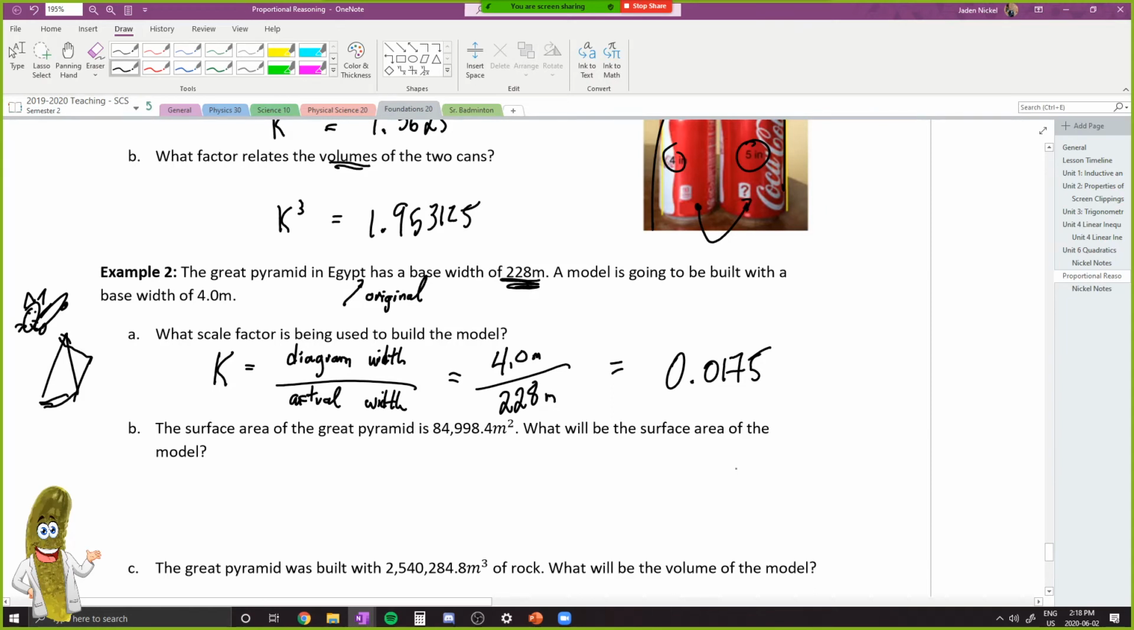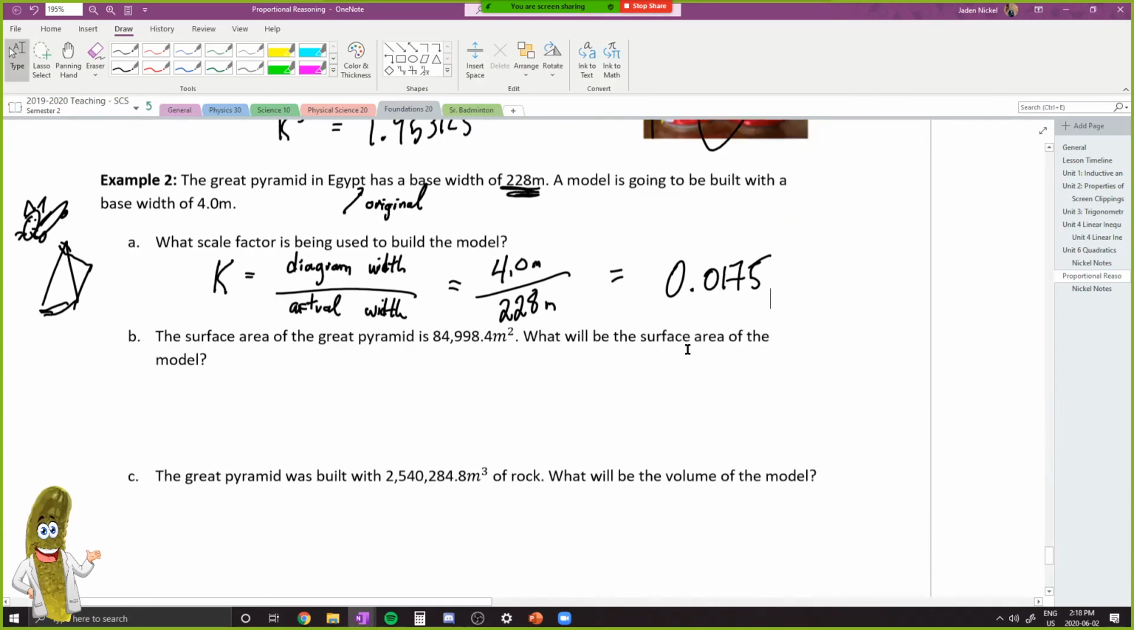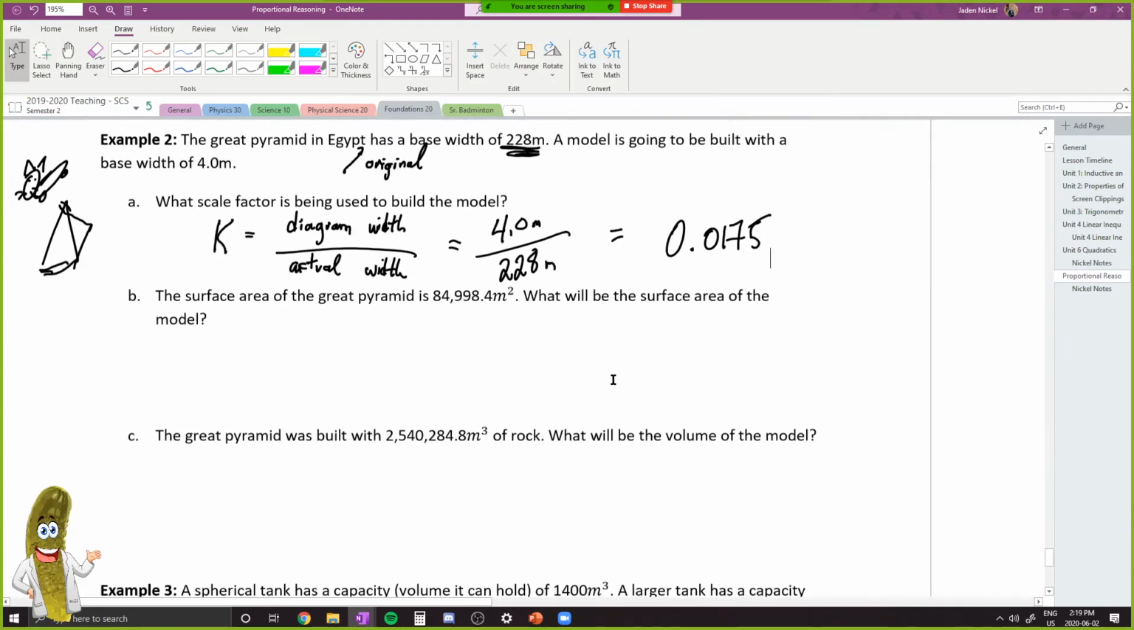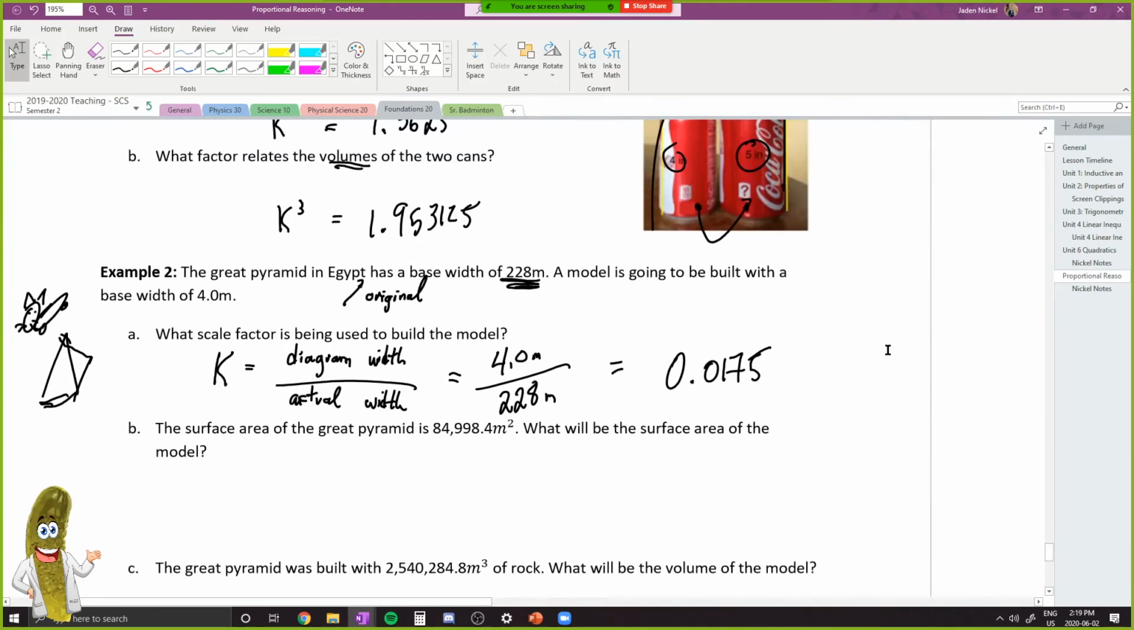And that value makes a lot of sense because we're going from a huge pyramid to a super, super small model. And actually a 4-meter width, that's not even that small of a model now that I think about it. That's like me laying down twice. That's like 2 full meters or 2 full me's. So that's our K value then that we're going to be using for the rest of this question. That's a very important value to us.